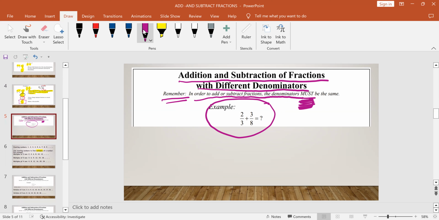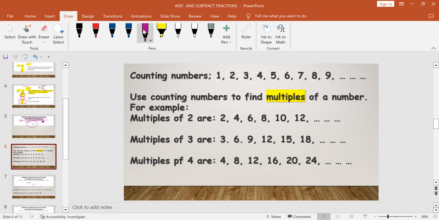Okay, so before we get these same denominators, we need again some concept, and please pay attention. So counting numbers, I know everyone knows what we mean by counting numbers. So we count from 1: 1, 2, 3, 4, 5, and so on. Use counting numbers to find multiples of a number. So we're going to use the denominator to find the multiples, and to find those multiples, we need these counting numbers.